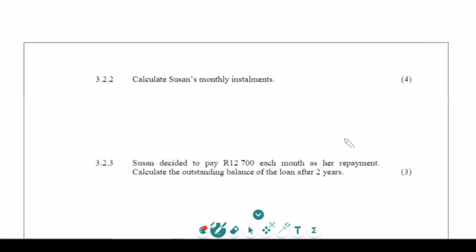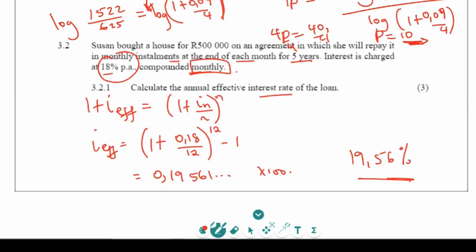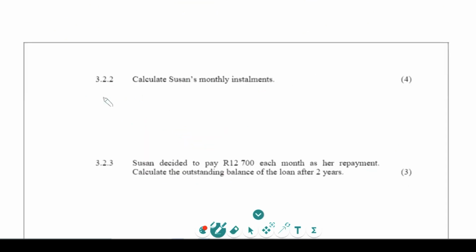Then 3.2.2, they want us to determine Susan's monthly installment. Since she bought a house and is going to be paying for it, money will be leaving Susan, or Susan will be giving away money. In that sort of scenario, we shall be using what we call the present value formula, since it's more like a loan: Susan got the house and then she must pay in installments, more like house bonds and stuff.